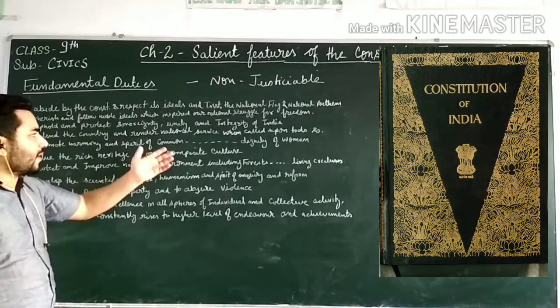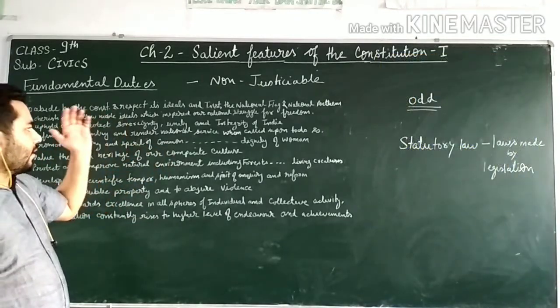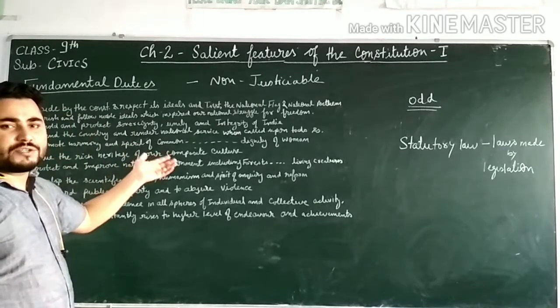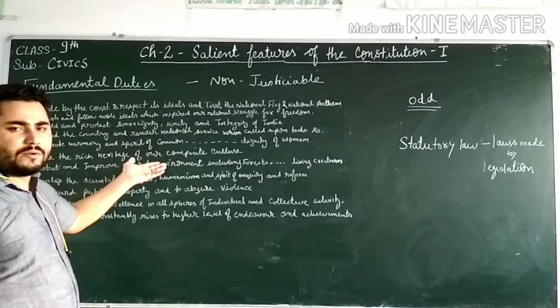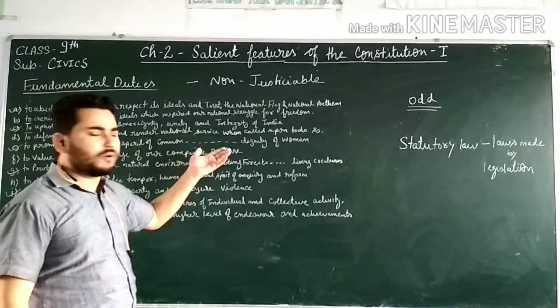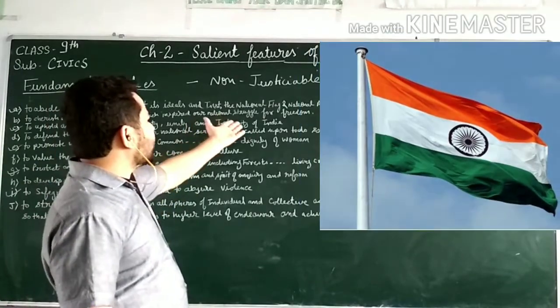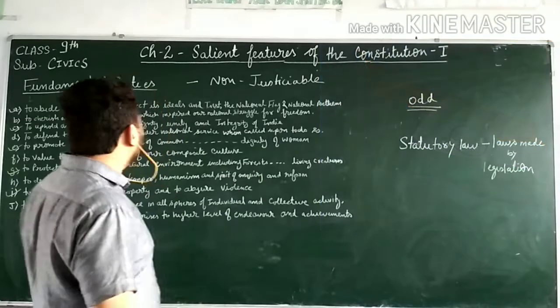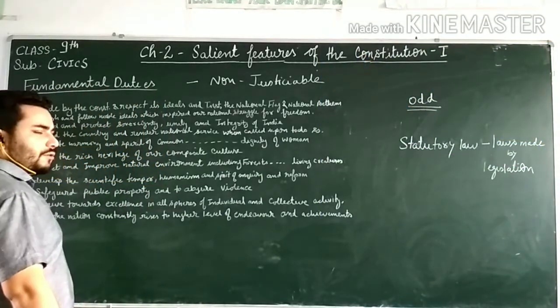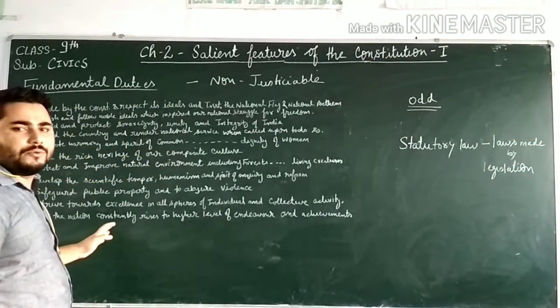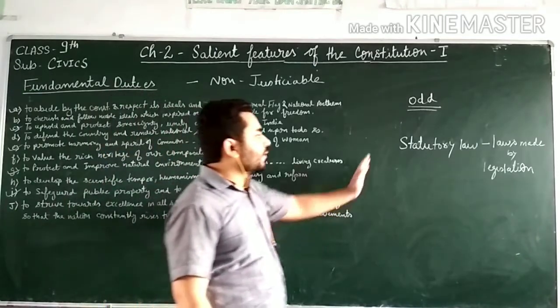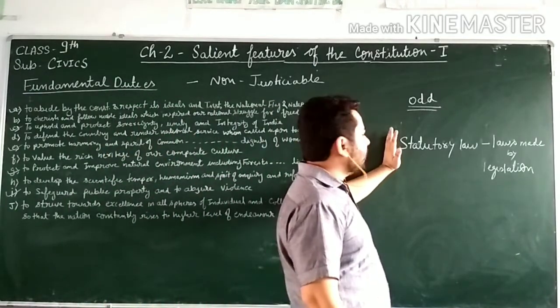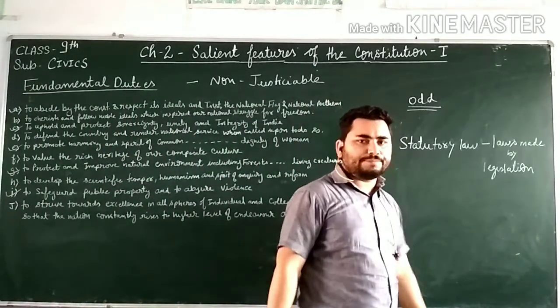Okay. So suppose the first duty is to abide by the Constitution. If you are disobeying the Constitution and disrespecting its ideals and its institutions, maybe Parliament or other institutions, the Supreme Court, High Court, or the national flag and national anthem, then what will happen? It is not that nothing will happen to you. You will be penalized by the laws, which are statutory laws.